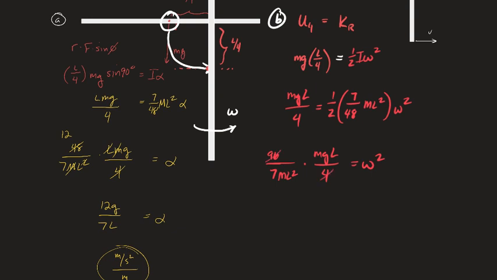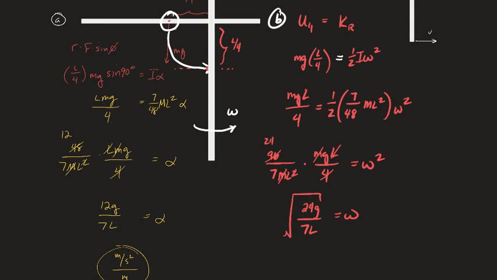4 and 96, I can cancel and leave 24 up there. M's go away. Yay, bye-bye M's. And L goes away, just like before. Yay. And I see 24g over 7L. And that equals omega squared, so that all equals omega.